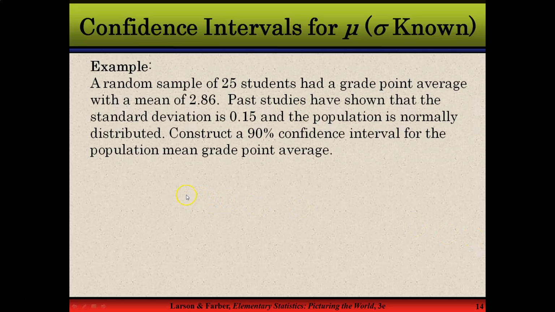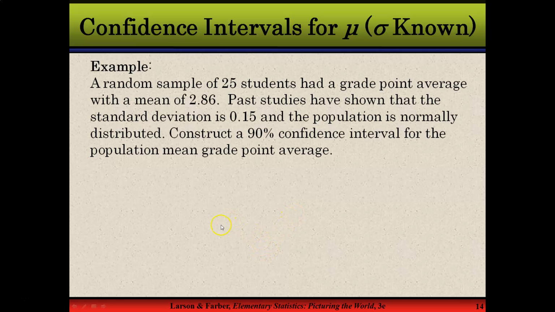All right, here's a problem where we want to find the confidence interval for the population mean. But this is the scenario where I know the standard deviation of the population. It says the following example. A random sample of 25 students had a grade point average with a mean of 2.86. Past studies have shown that the standard deviation is 0.15 and the population is normally distributed. They ask you to construct a 90% confidence interval for the population mean grade point average.